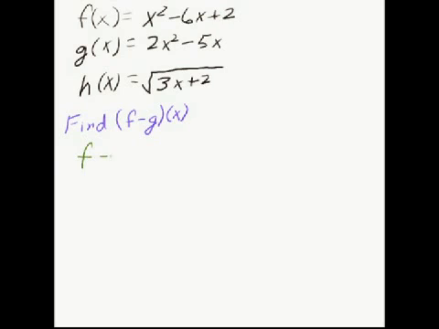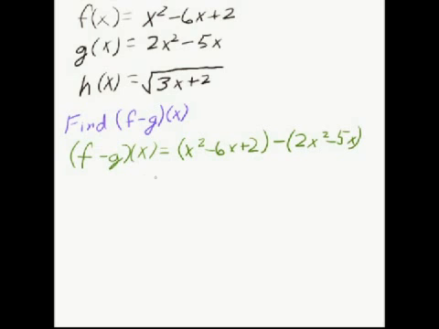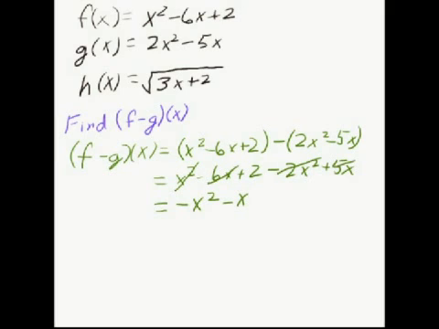Because these two functions are both polynomials, solving this problem is really just about collecting like terms and then subtracting them. Just be careful of your negatives. So, collecting up my like terms, my answer is going to be negative x squared minus x plus 2.